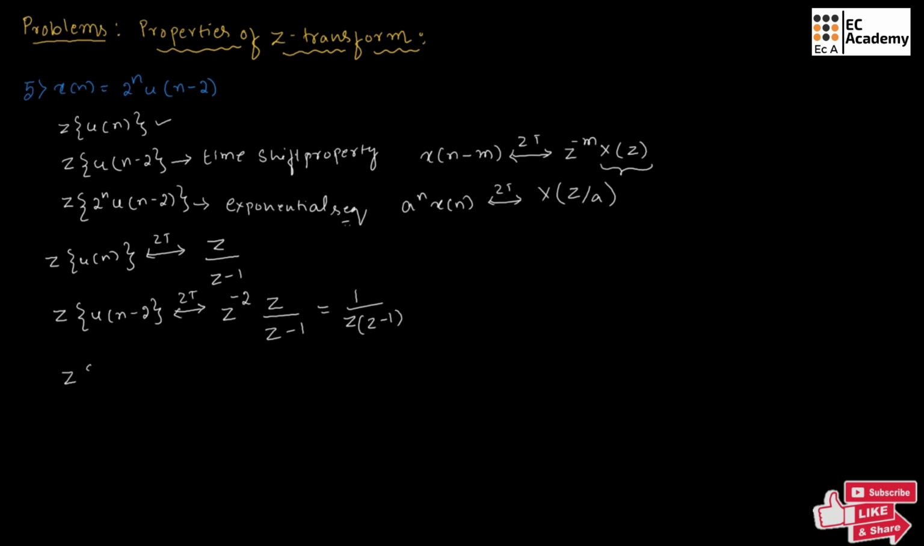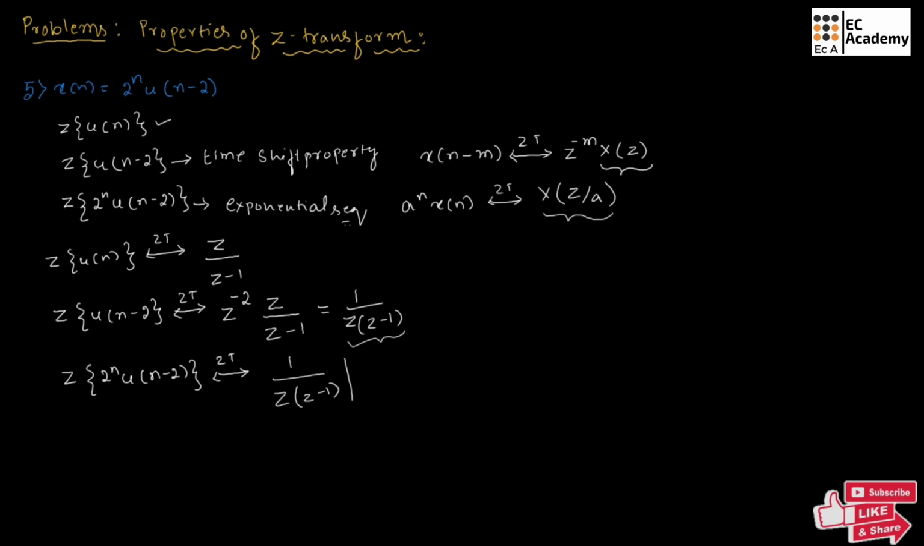Now to perform Z transform of 2 to the power of n u of n minus 2, we need to use the exponential sequence. Here it is x of z by a. So x of z, we need to take 1 by z into z minus 1. So 1 divided by z into z minus 1.